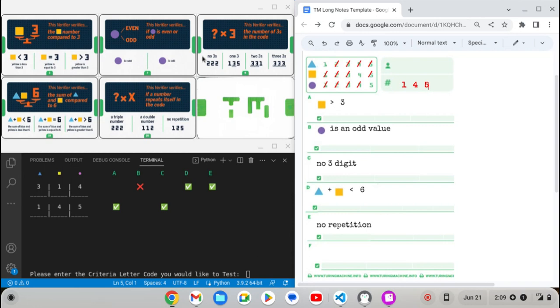Okay, so let's review really quick. Is the middle digit greater than 3? Yes. Is the last digit odd? Yes. There is no 3, correct. The sum of the first 2 is less than 6, and there are no repeats. So the review went well. Yes, 145 looks to be the solution.